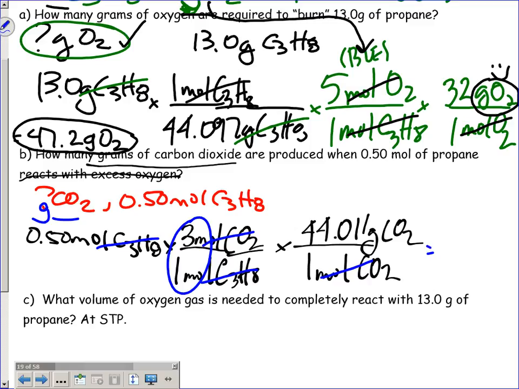And then we're good. Anybody got the final for me? 66 grams of CO2. Is that good? Okay. All right, so that was a short one because we already started with moles.